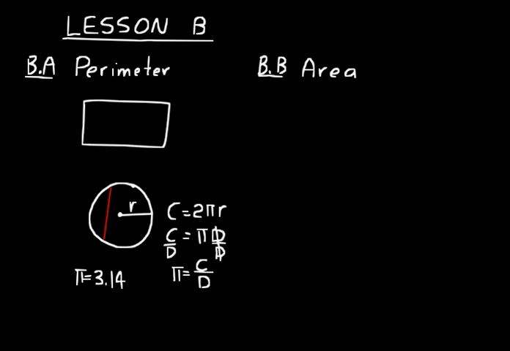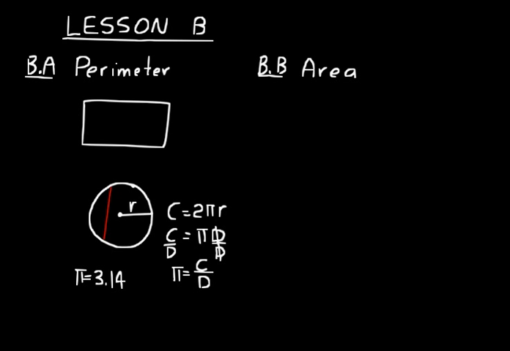Next, let's talk about area. Now, perimeter always has units of length, like meters or feet or inches or miles. Area has units of length times length, or meters squared, inches squared, miles squared, etc. The reason it has units of length times length is because we're always multiplying 2 lengths together when we figure out an area.